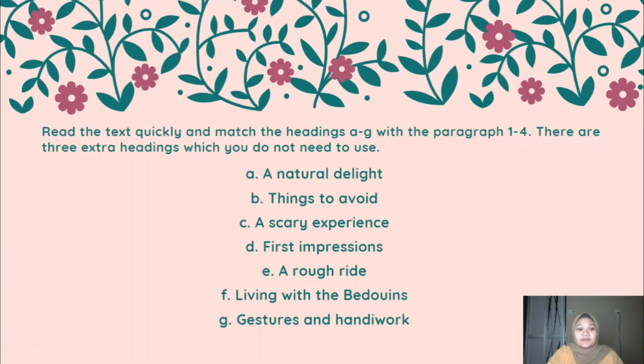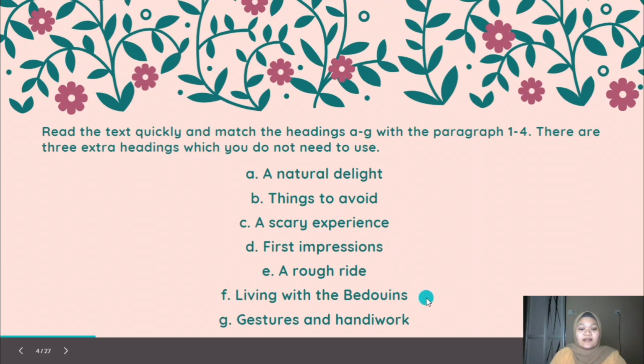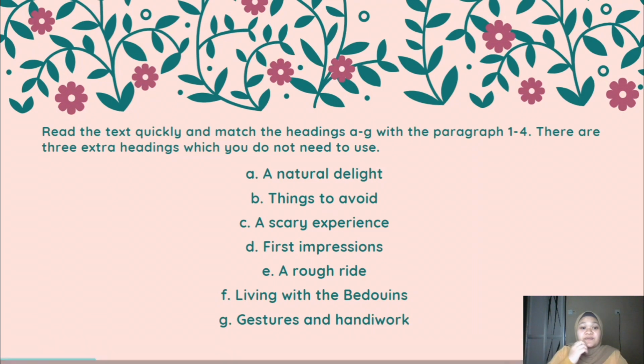Let us proceed. Read the text quickly and match the headings A to G with paragraphs 1 to 4. There are 3 extra headings which you do not need to use. So here we have 7 headings. A. A natural delight. B. Things to avoid. C. A scary experience. D. First impressions. E. A rough ride. F. Living with the Bedouins. And G. Gestures and handiwork. Before we match the headings with paragraphs 1 to 4, let us read the text together.